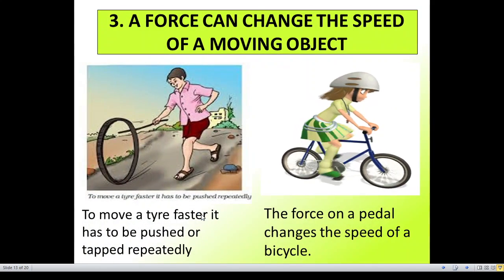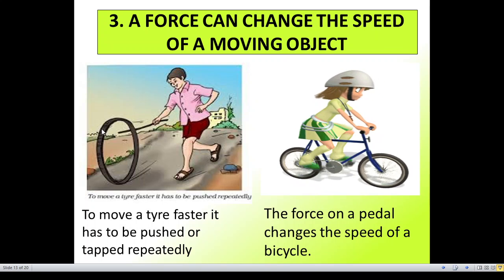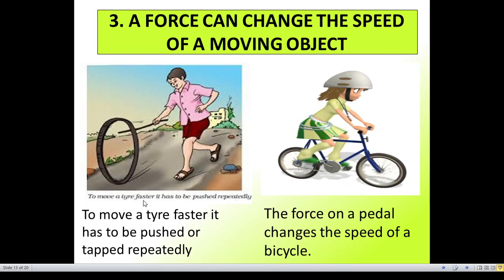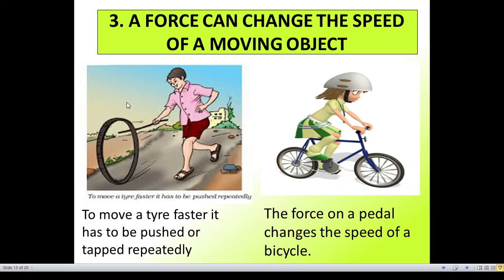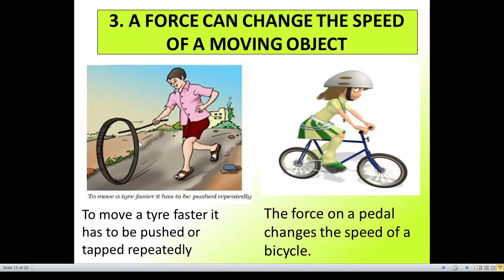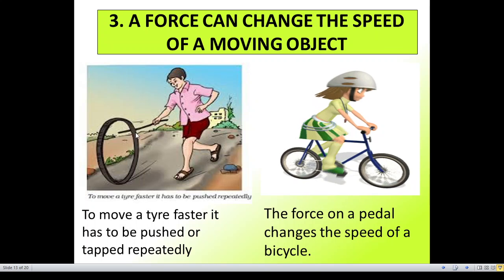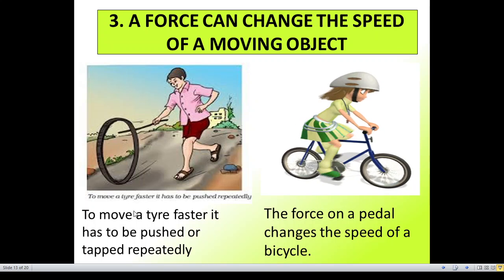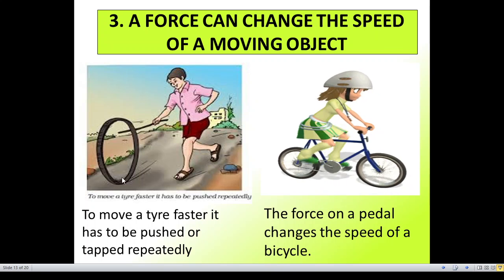The third effect of force is a force can change the speed of a moving object. You know, all of you know this game. This is the tire, cycle tire. Usually we play with these old tires, cycle tire or the two-wheeler tires. In order to move a tire, what you have to do? You have to tap this tire periodically or repeatedly.